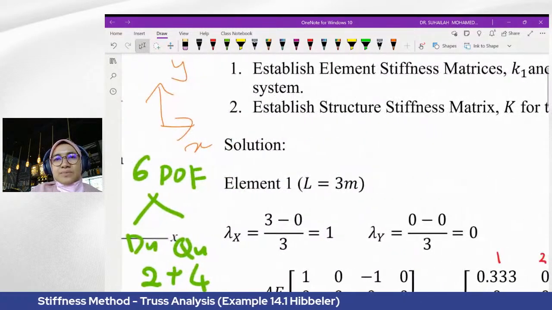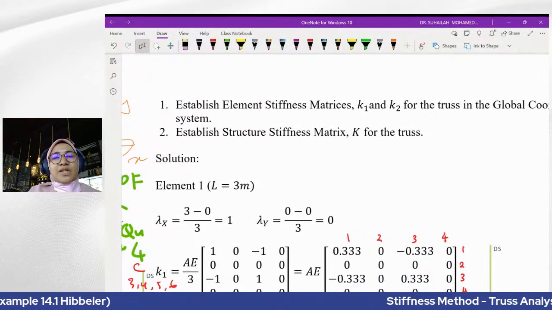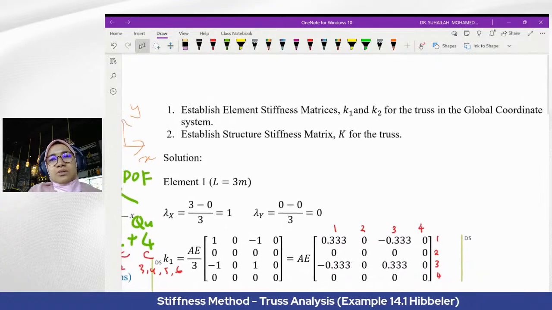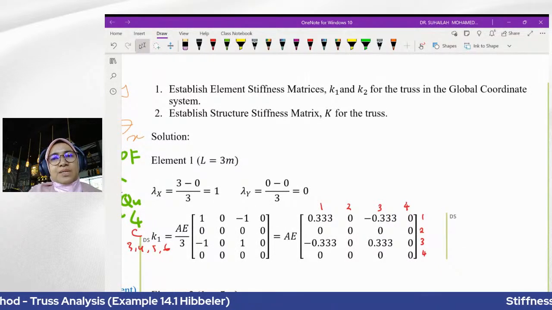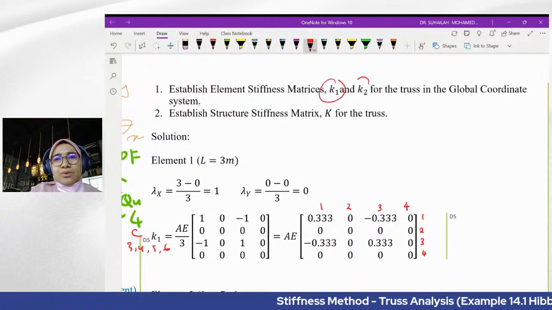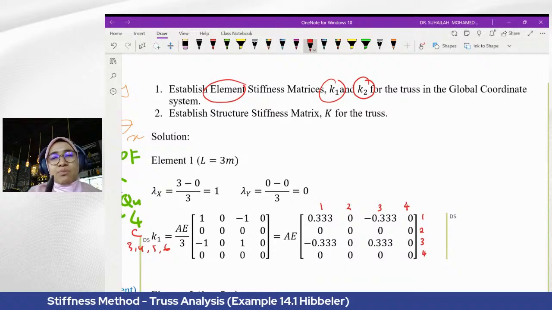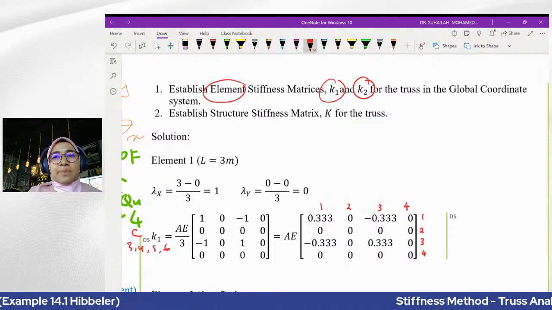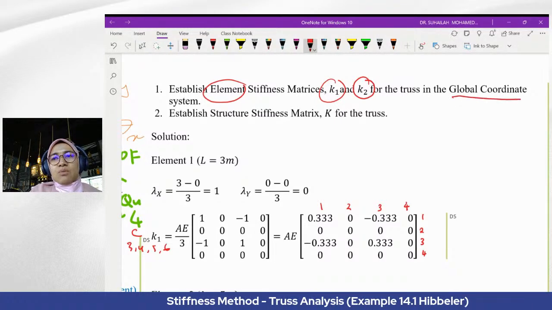Okay, let's look at the question. Based on the example given in the textbook, example 14.1, the first question is to establish element stiffness matrices k1 and k2. We use small letters because it is for the element. k1 and k2 represent the element stiffness matrix for element number 1 and element number 2. And we use the global coordinate system.